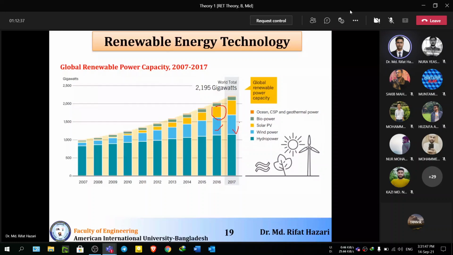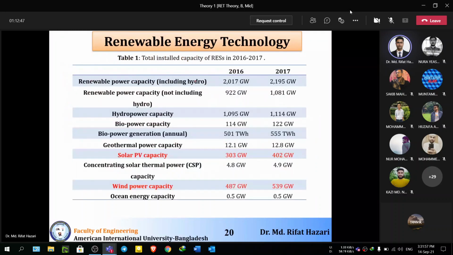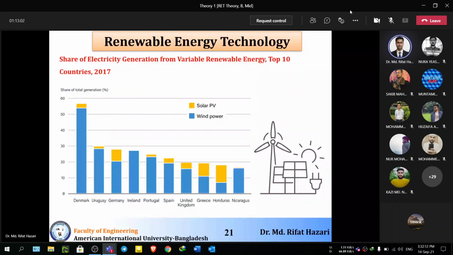That's why the world is moving towards the wind turbine compared to the PV system. Currently the renewable energy penetration is around 2,195 gigawatts. And this is one more statistic. In 2017, the renewable energy based on solar was 402 gigawatt, but wind turbine expansion was 539 gigawatt. And these are the top 10 countries in renewable energy.